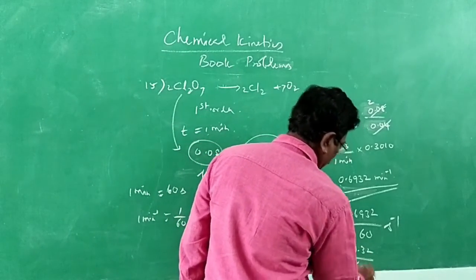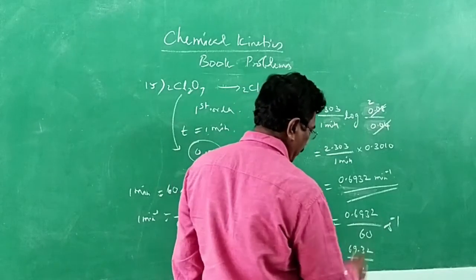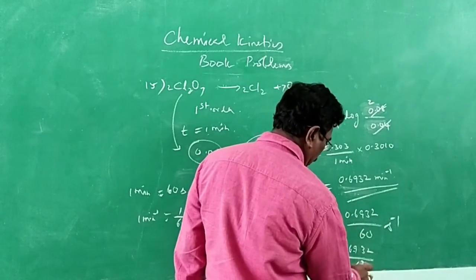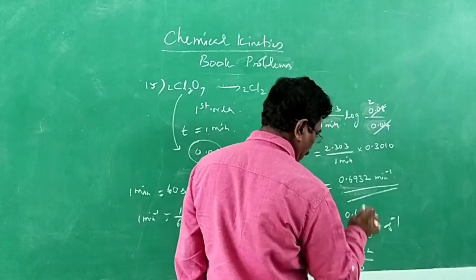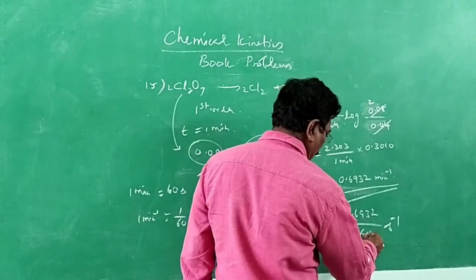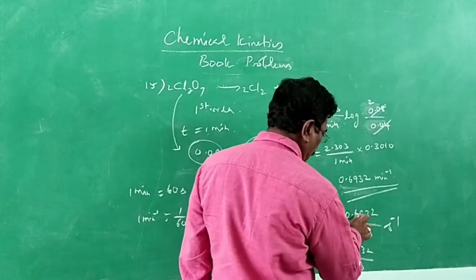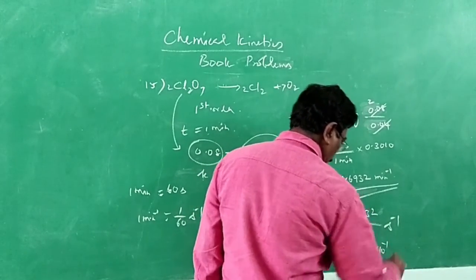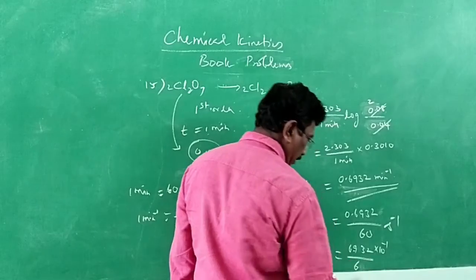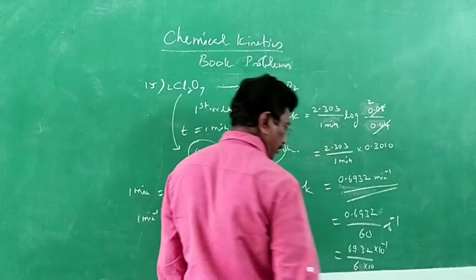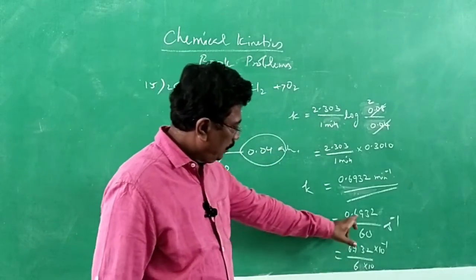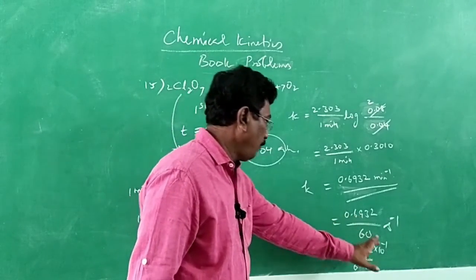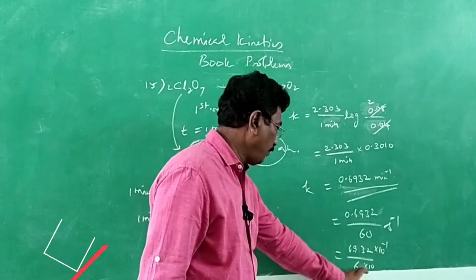And therefore, 69.32 divided by 60, I can say. Or else, the numerator and denominator can be multiplied by 10. Here I am multiplying by 10, here I am dividing by 10. When I multiply by 10, I have to divide by 10 power minus 1. Here I am dividing by 10, so it has to be multiplied by 10. Can you follow? All these things you should know. I multiplied, therefore here I divided. Here I divided, therefore I multiplied.